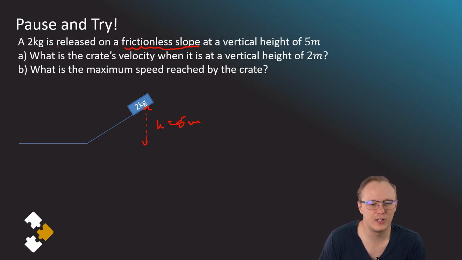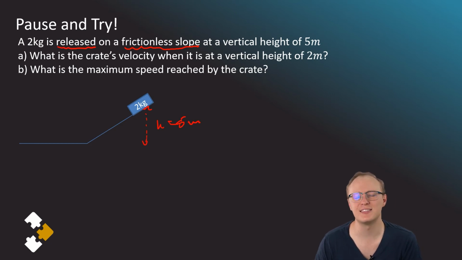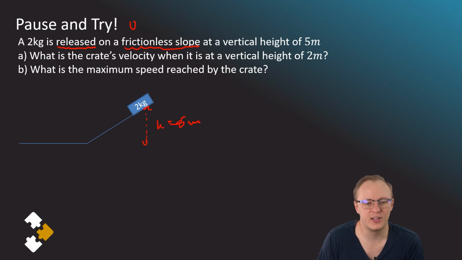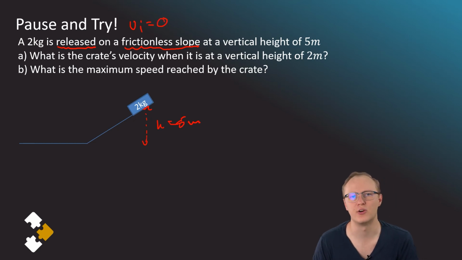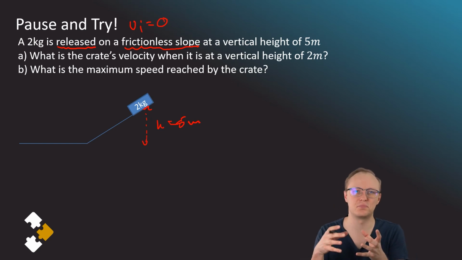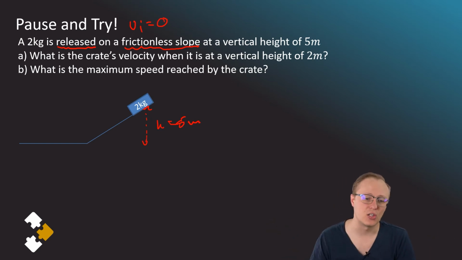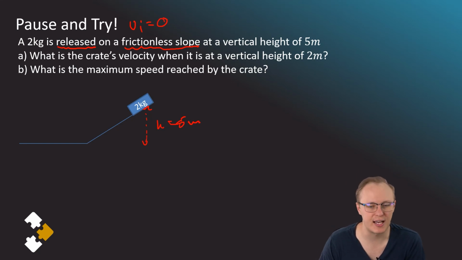And note they say released. So released is a fancy way of saying that the initial velocity is 0. So we don't throw it, we don't kick it, we don't shoot it out of the gun, we just let it go. Okay, so then we want to know what the crate's velocity is when it's at that vertical height of 2 meters. So for this, we're again going to use the conservation of mechanical energy.